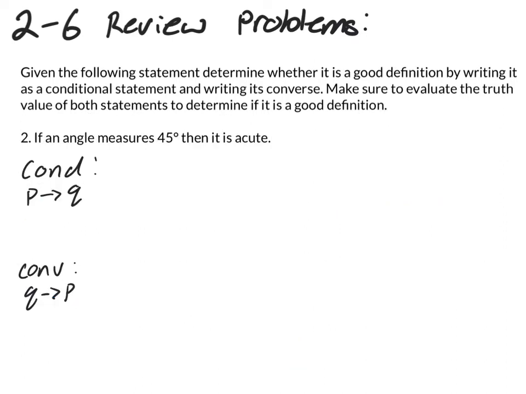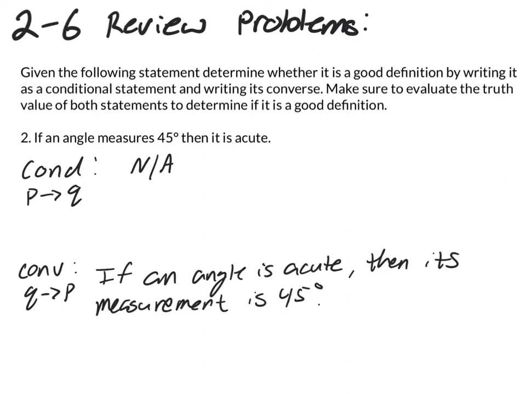Okay, so let's take a look at this one. So same objective. So we're looking at the statement, if an angle measures 45 degrees, then it is acute. So this is already a conditional statement. So I'm just going to put NA. We don't have to rewrite it as a conditional statement. It already is if then. But we are going to write its converse. So let's take a look at what that would be.